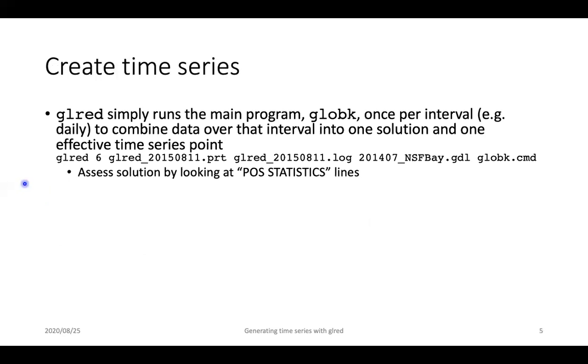So to create time series, we run glred. As we've said before, it simply runs the main program, GlobeK, once per interval, for example, daily, to combine the data over that interval into one solution, effectively one time series point for every invocation of GlobeK. The standard command line would look like this. The command is glred. This is a historical option. Always just write 6 for the first argument. That means to output things to the monitor, the screen. Then we have an output file, which I generally call the program name, underscore, and then the date that it was run.